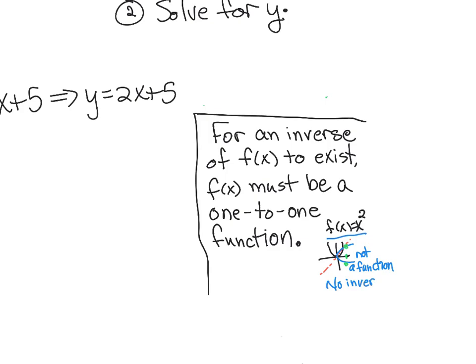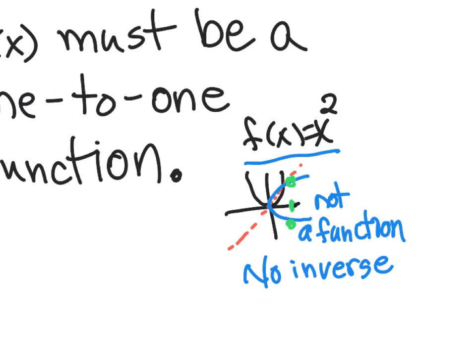And we can see that. Look at the black graph. I can see that it's not one-to-one because for this y value, I have two x values. See that? So if it's not a one-to-one function, there is no inverse, okay?